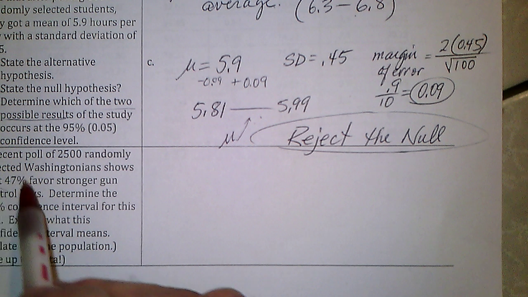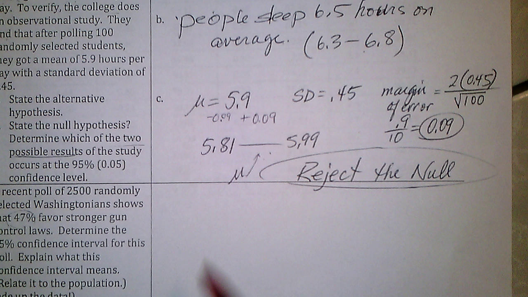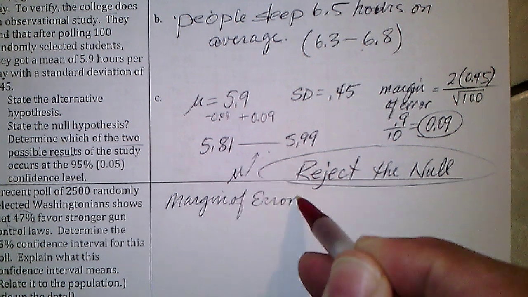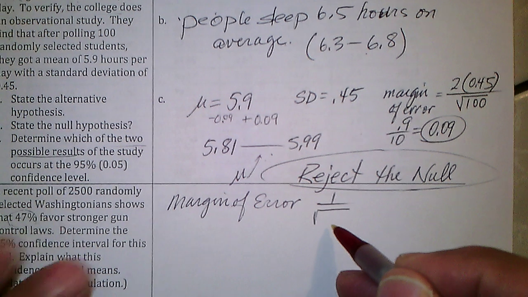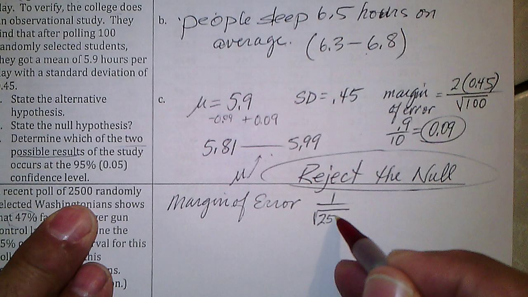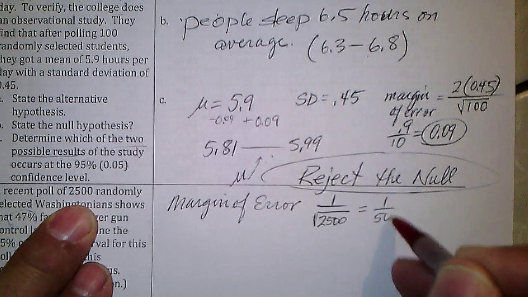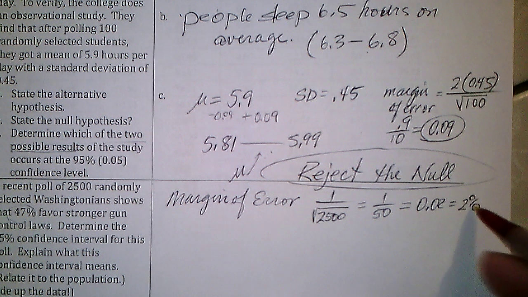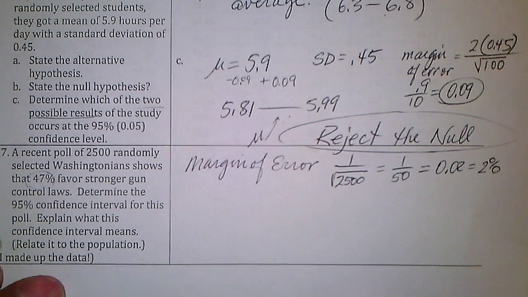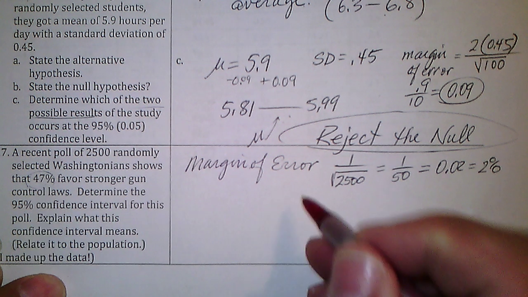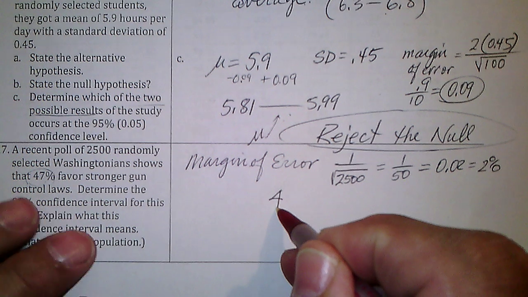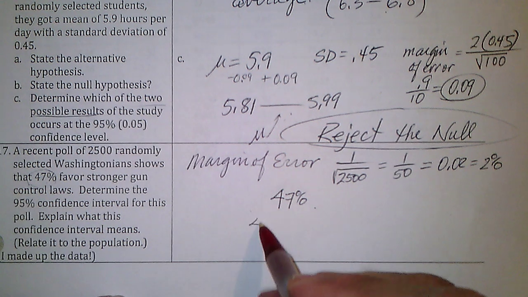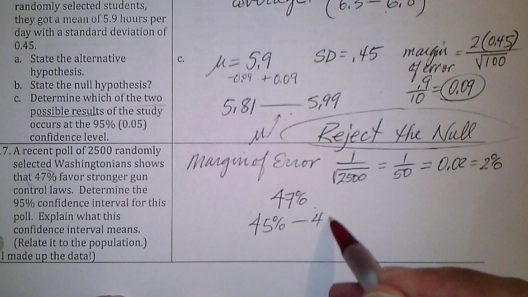Okay, now we have a percentage problem as opposed to a mean problem, and so the margin of error on a percentage problem is just 1 over the square root of n, and there were 2,500 selected. So that's 1 over 50, which is 0.02 or 2%. So that means determine the 95% confidence interval. So they said 47% favor stronger gun controls. And so we'd have to add 2 and subtract 2. So we'd go from 45% to 49%.